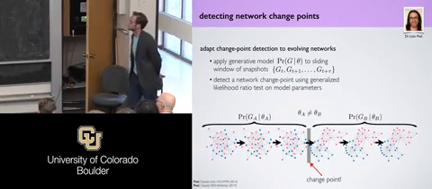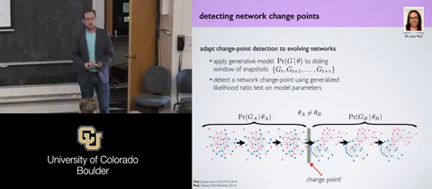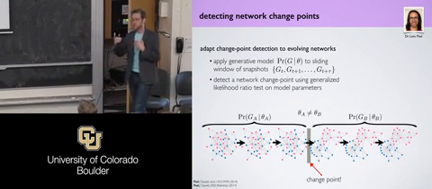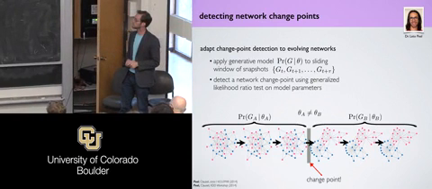OK, so here's how we're going to do it. We're going to have our generative model, so probability of some graph given some parameters. And we're going to apply it to a sliding window. That's going to allow us to detect these non-stationary shifts over time.